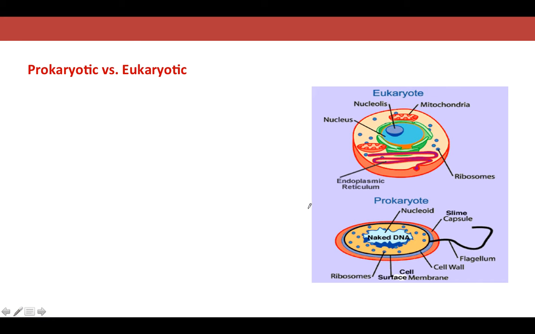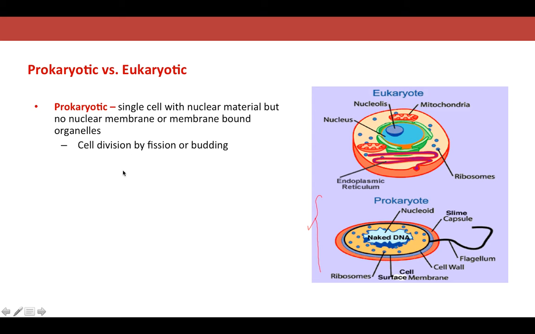So you can just refer to this figure while I'm talking about prokaryotic cell. Prokaryotic cells are single cell with nuclear material but no nuclear membrane. So there's no nuclear membrane that we have. The nuclear material which is present is just spread in the region. Other membrane bound organelles such as mitochondria, ribosome, Golgi bodies, all of them are absent in a prokaryotic cell.